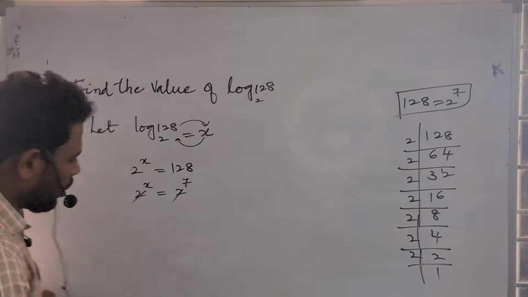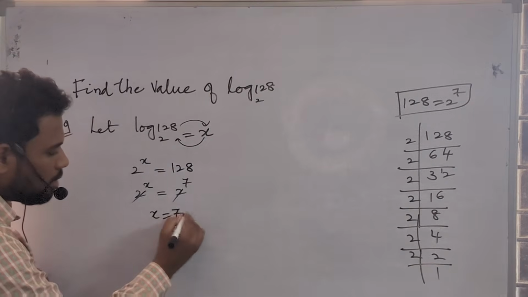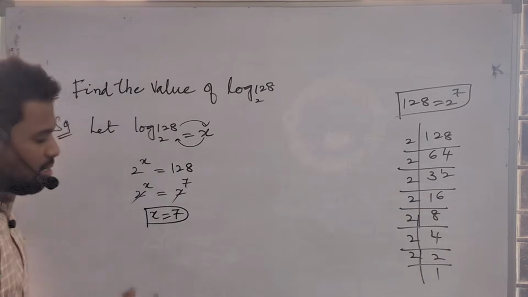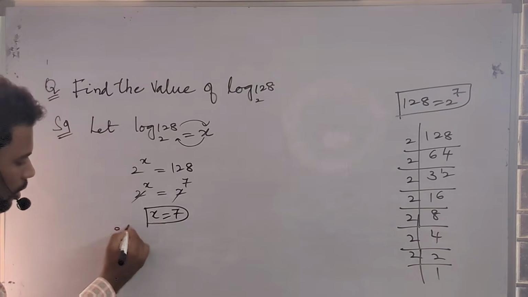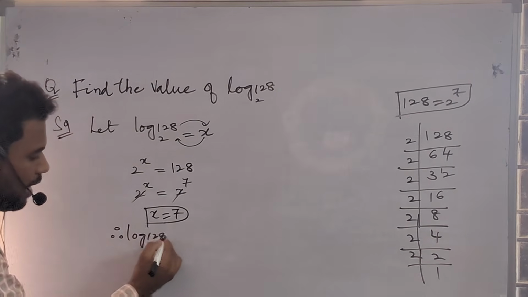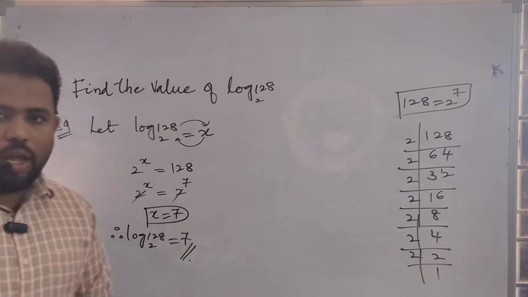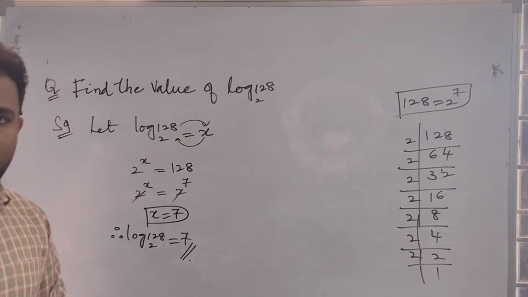So what is the value of x here? x is equal to 7. So here in place of x we can write 7. Therefore, log 128 to the base 2 equals 7. Log 128 to the base 2 equals what? 7.